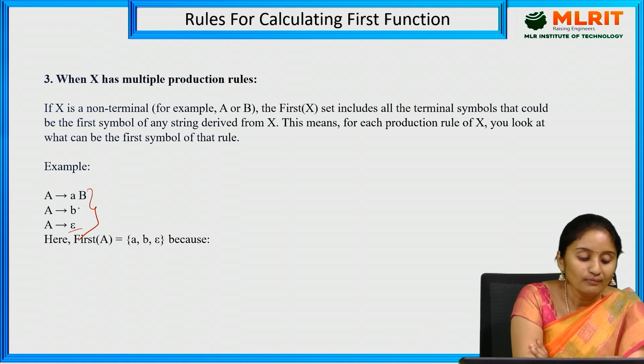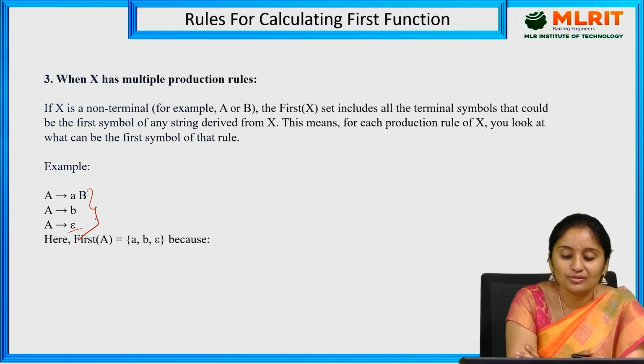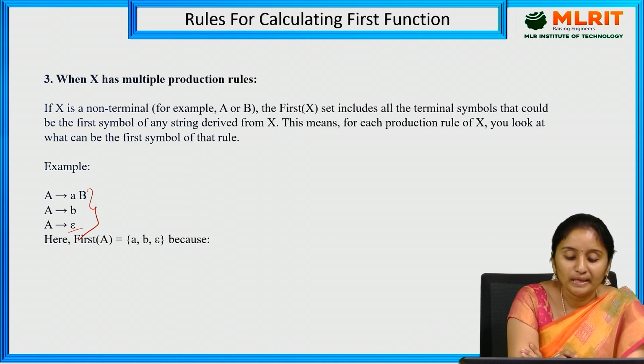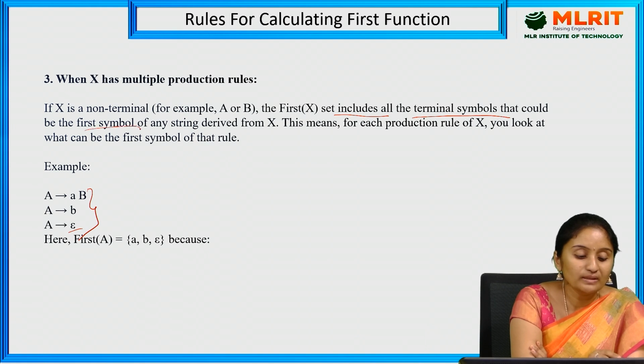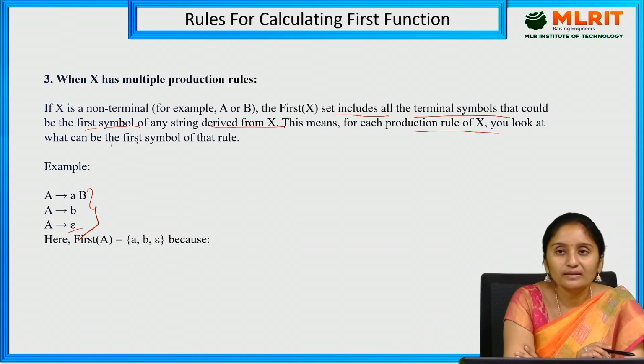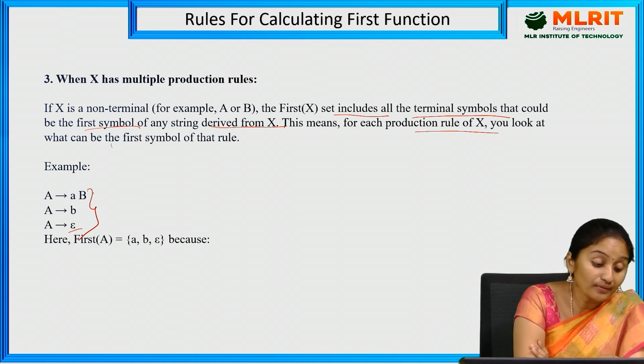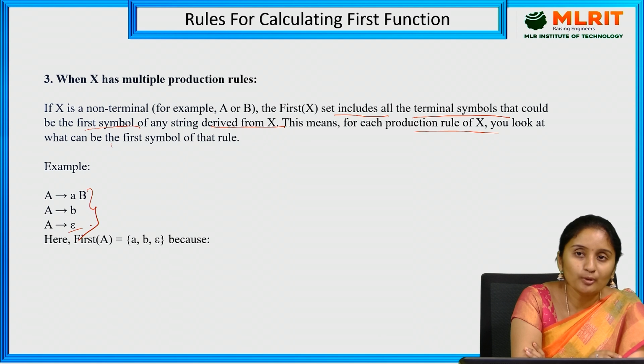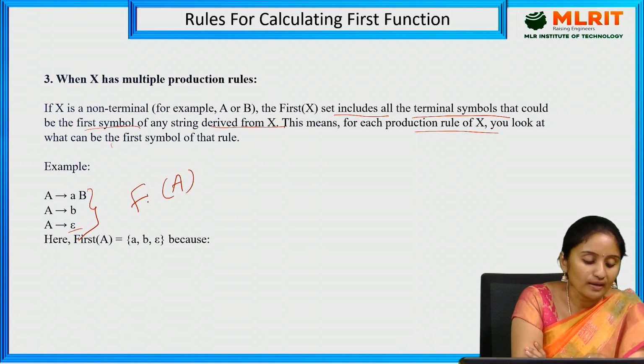If I have multiple productions, what is the rule? If X is a non-terminal, for example A or B, the first set of X includes all the terminal symbols that can be the first symbol of any string derived from X. This means you look at each production rule of X to find the first symbol. Here I have three productions, all having the same non-terminal on the left. Then I find the first of A.